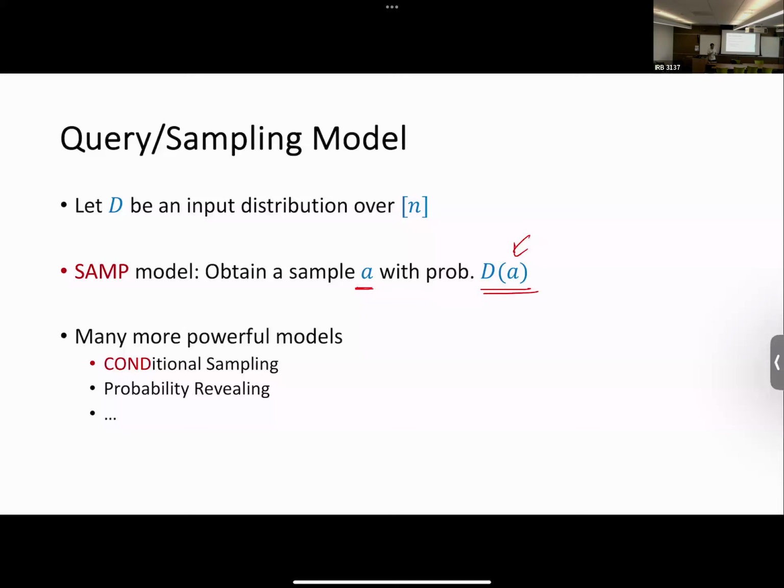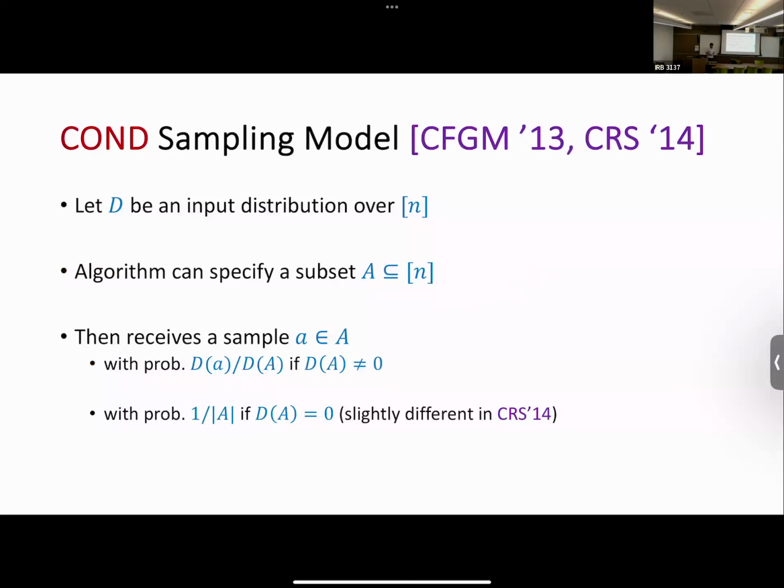But in other ways, there was another line of research where people consider this conditioning model. This is still a sampling model, but now we allow the sampling to be according to a conditional probability distribution. This is the model that I will be talking about. So let me now define this model.